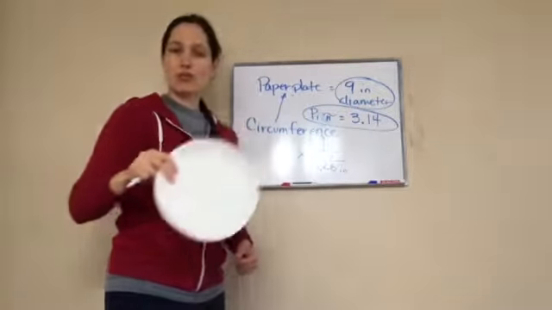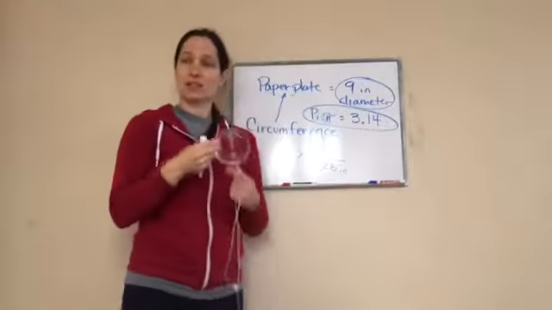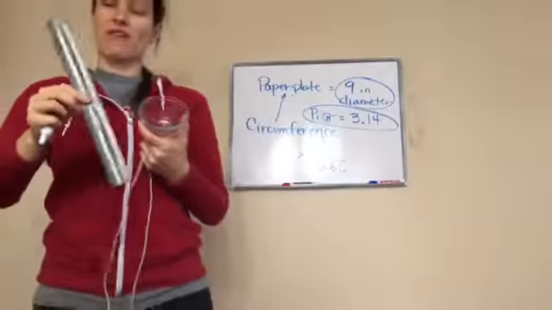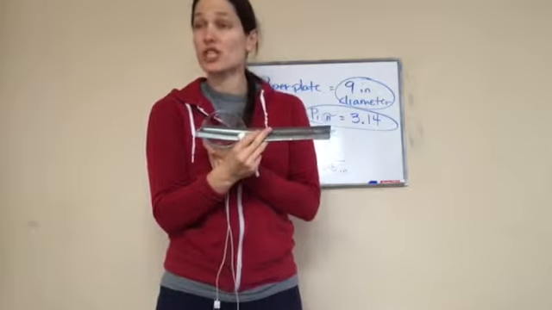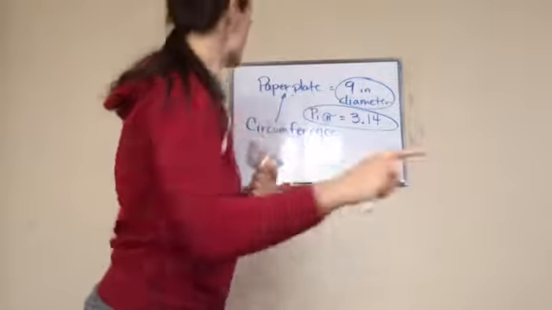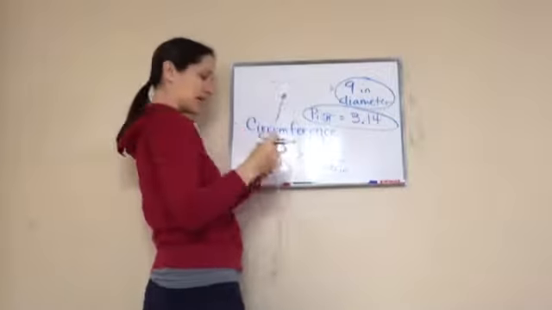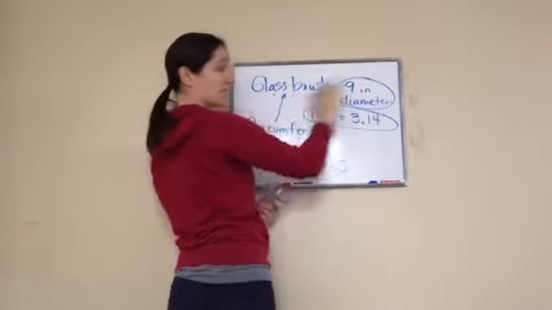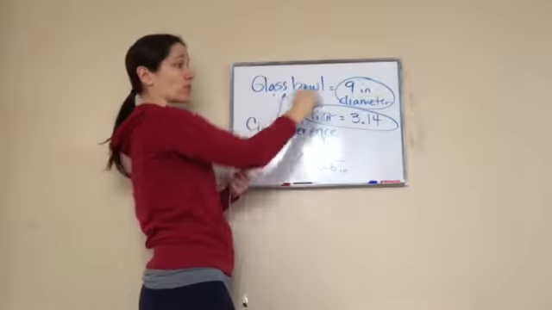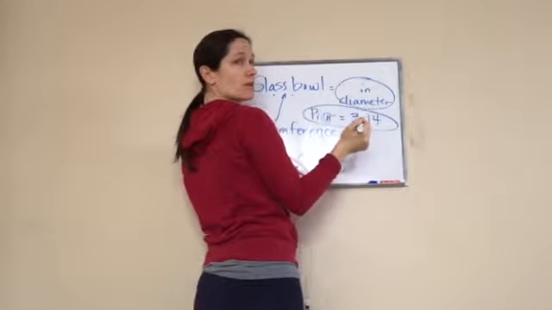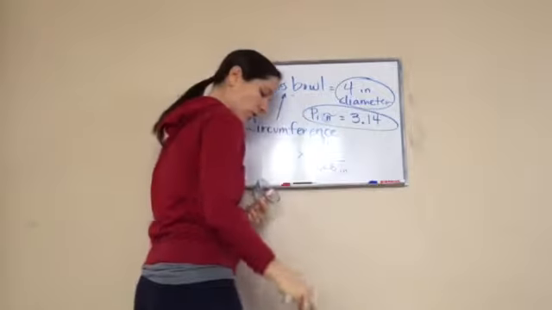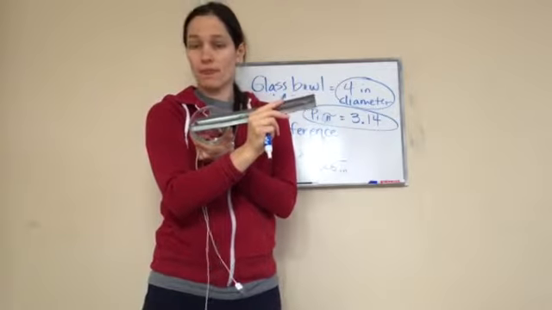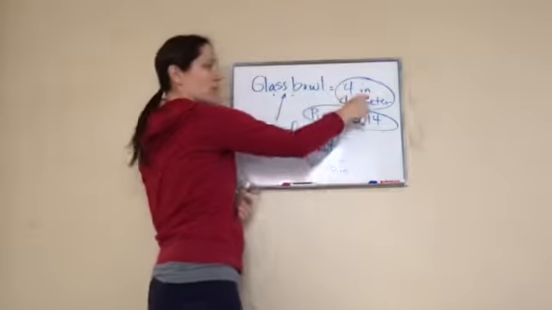Okay? Now, let's try a different circular object. We're going to take this right here. Look right here. Okay? And we measured it a while ago, and we found that this was 4 inches across, right? So this time, instead of a paper plate, I'm doing this glass bowl. Okay? And the distance across this glass bowl was how many inches? 4. What? 4 inches. I just said that. Okay? 4 inches in diameter.